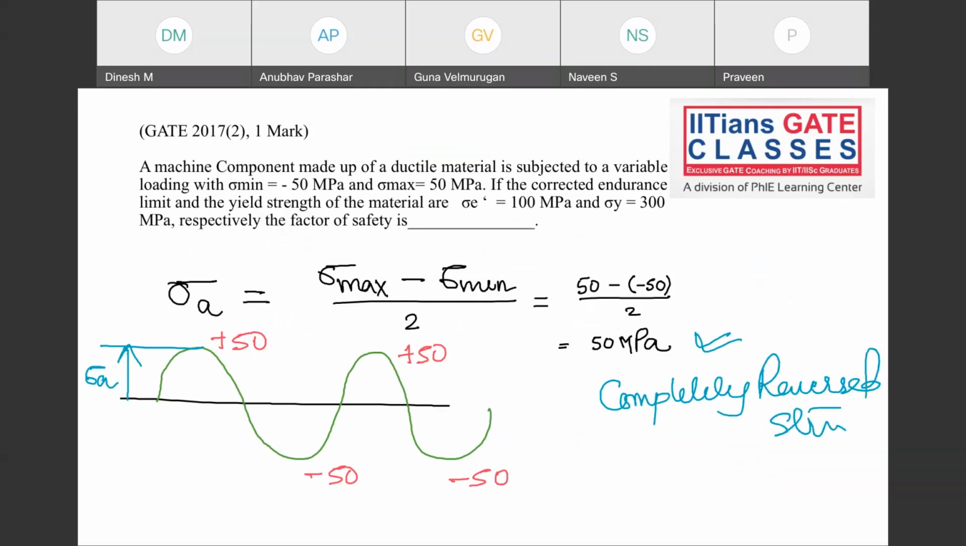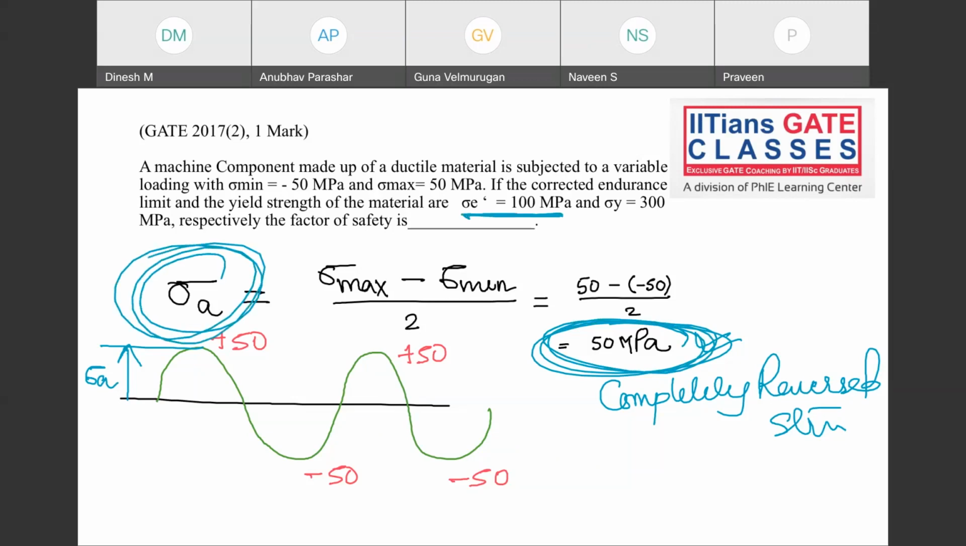So what is the maximum amplitude? Maximum amplitude is 50 megapascal. So we can actually design this component on the basis of endurance limit, because this is exactly satisfying the conditions that have been established for endurance limit. The applied load is 50 megapascal. What is the endurance limit? The maximum stress amplitude that can be applied, that is the endurance limit, is 100 megapascal. So what is the factor of safety?